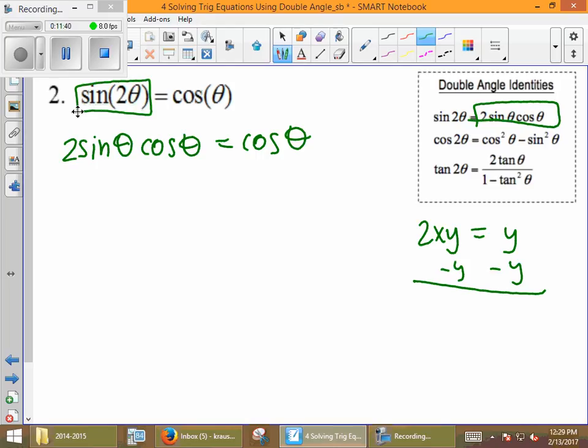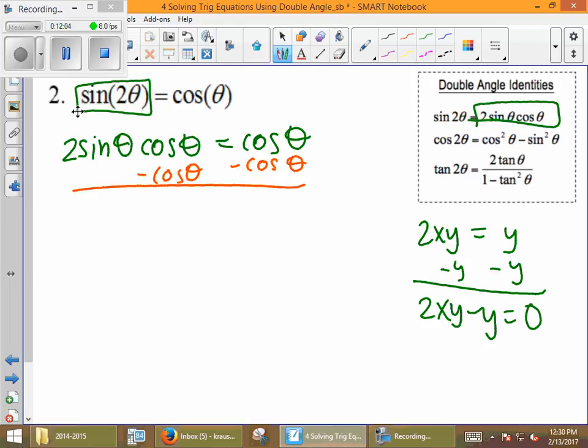So over here we have 2xy minus y. Are those y's going to cancel each other out? No. Okay. So those are not going to cancel each other out. So if we go over here and look at this, my first step to set this equal to 0 is subtract cosine from both sides. These cosines do not cancel each other out. So we have 2 sine theta cosine theta, and then it's minus cosine theta equals 0.